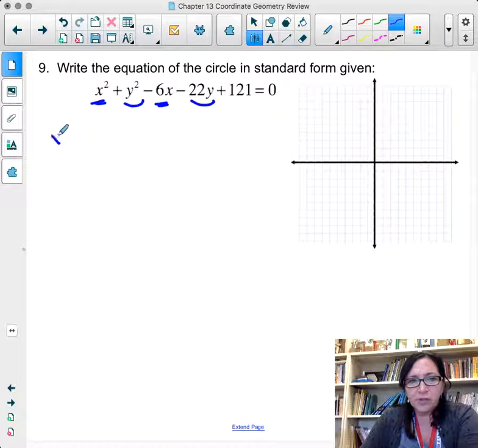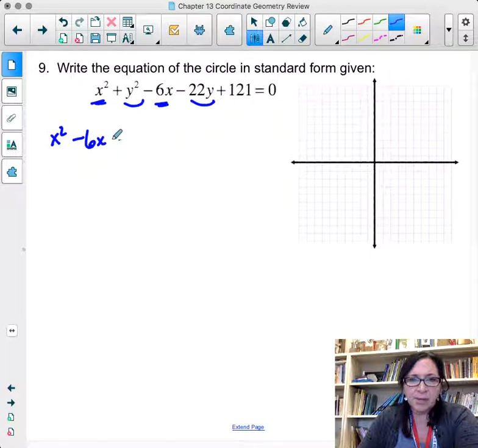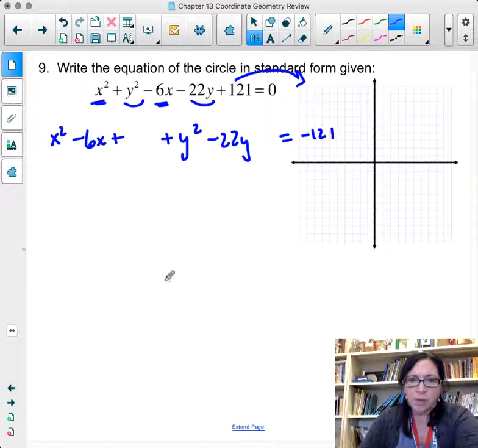So the first step to do is to just gather your common terms. So we have x squared minus 6x. I'm going to leave a space because we are going to complete the square. And then we're going to have plus y squared minus 22y. I'm going to move this to the other side, and that equals negative 121.